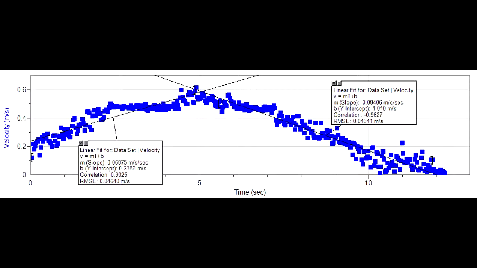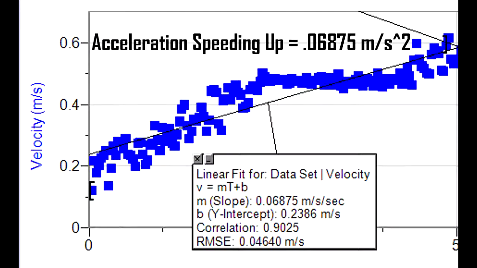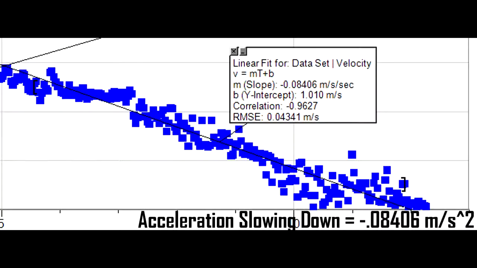There are two different accelerations for the car, because for the first few moments the car speeds up. Then afterwards, once it hits a maximum velocity, the car slows down. The lines are the slopes of the velocities of the car, which are the two different accelerations. The positive acceleration for when the car is reaching its max velocity is 0.06875 meters per second squared. The car's negative acceleration for when the car is decelerating to zero velocity is negative 0.08406 meters per second squared.